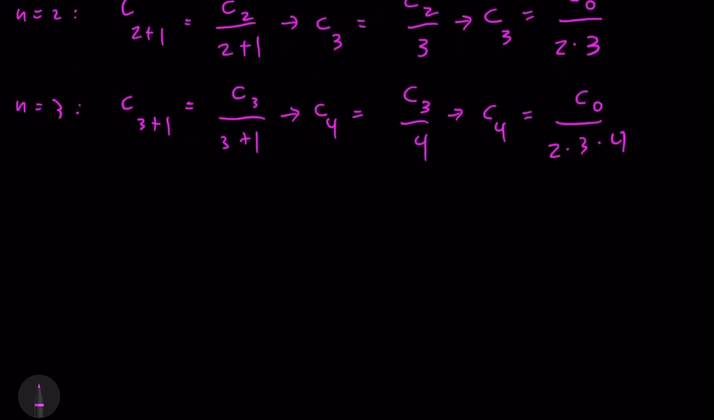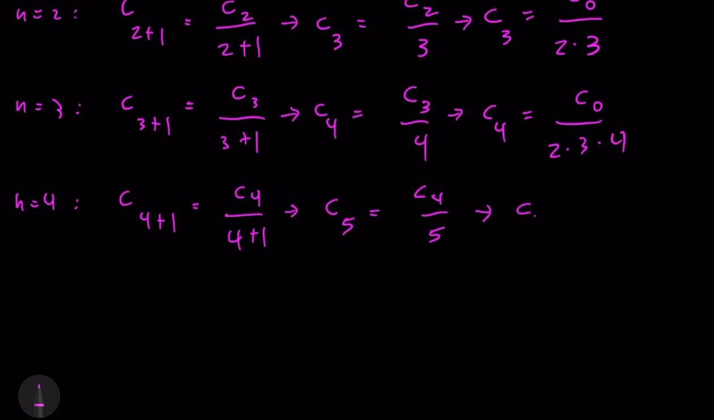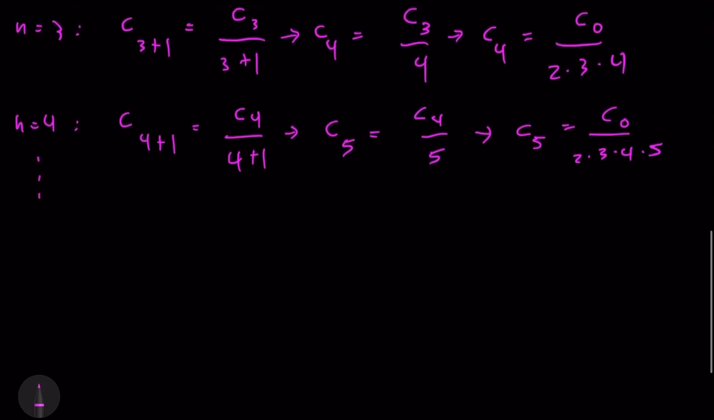Let's try the last one. Let's say n equals 4. So c sub 4 plus 1 equals c sub 4 over 4 plus 1. But c sub 5 is c sub 4 over 5. But we replace it with this one. So c sub 5 is c sub 0 over 2 times 3 times 4 times 5. And I can see the pattern here. So if we keep on going, then we'll see that c sub n is c sub 0 over n factorial. So here you could see the pattern.